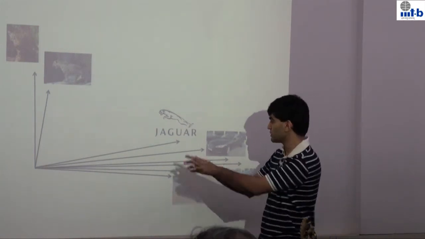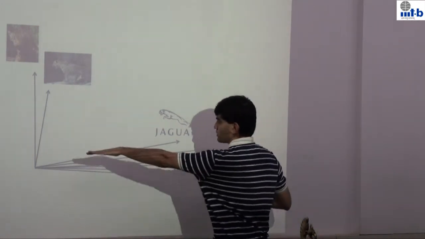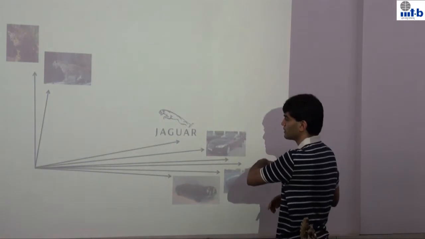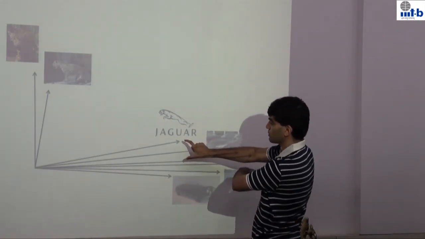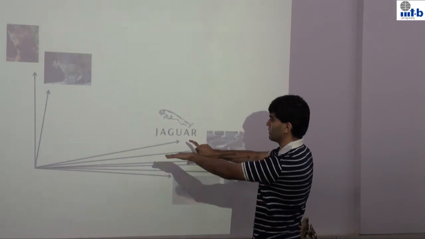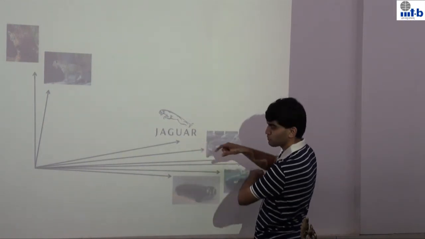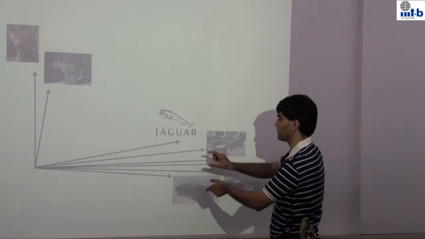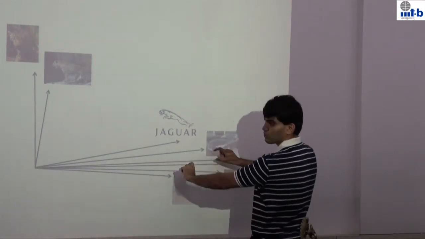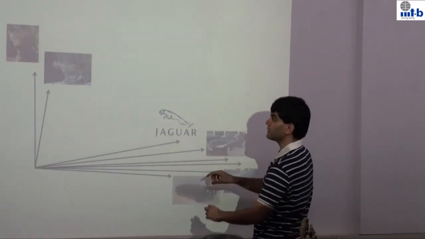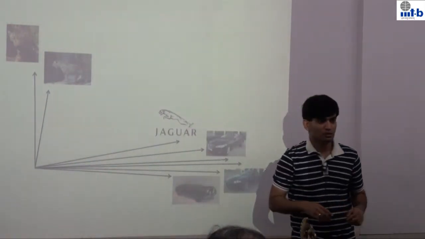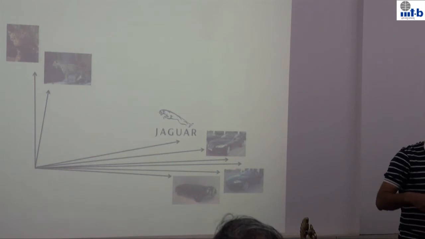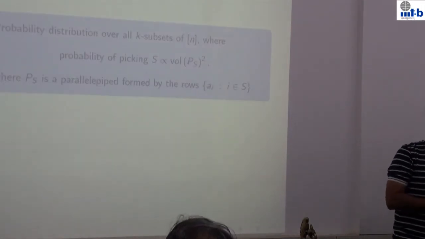The first time you pick these, their span will look like a line in this direction. So next time when you pick, it will be according to probabilities proportional not to squared lengths, but to squared distance from the current span that you have. So all these vectors will have very low probability of getting picked. These vectors will have higher probability of getting picked. One could do this iteratively, and that is what we call adaptive sampling.